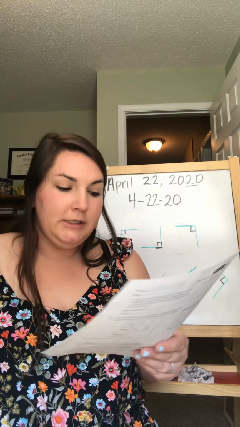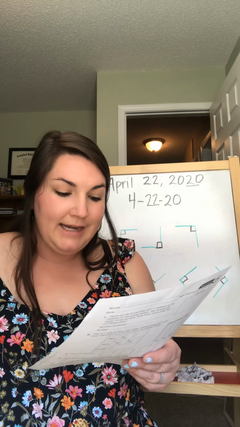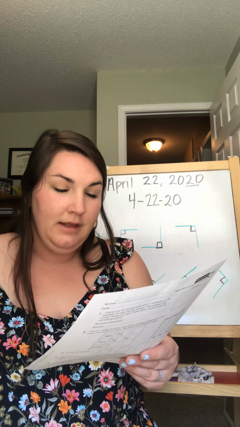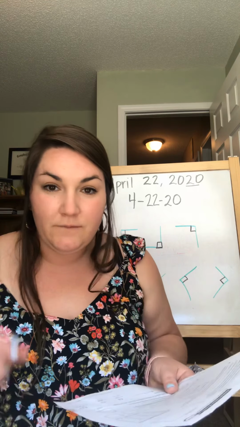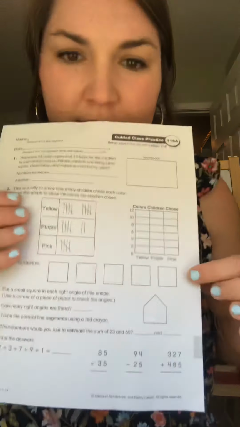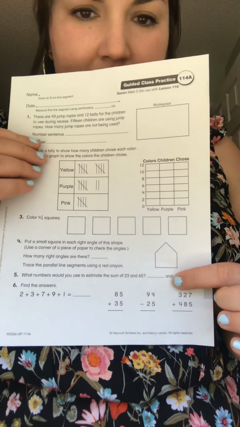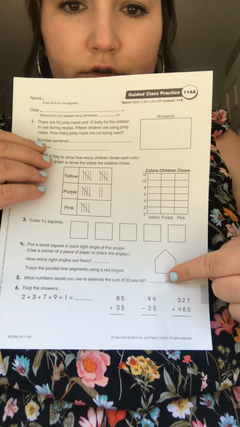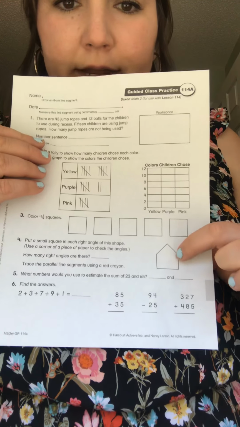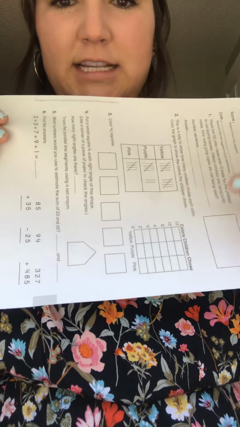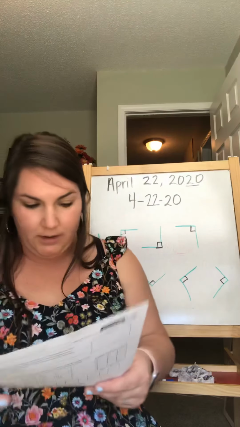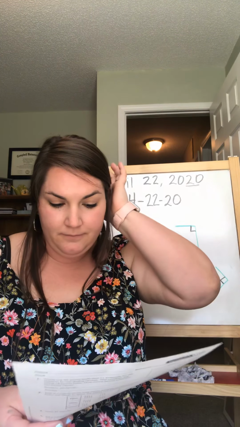Number 4, put a small square in each right angle of this shape. And then it says, use a corner of a piece of paper to check the angles. So remember, we're looking for those big L's that look kind of like a house. So how many can you find? Right? So I know there's an L here. So I'm going to put a box there. Here's an L here. So I'm going to put a box here. And if I turn my paper, is this one an L? Yeah, it is. It sure is. So make sure you put a box there too. All right? How many right angles are there? 3.